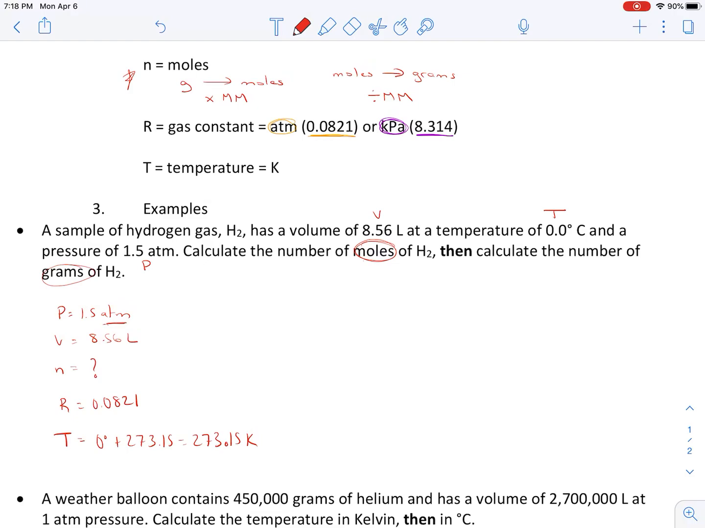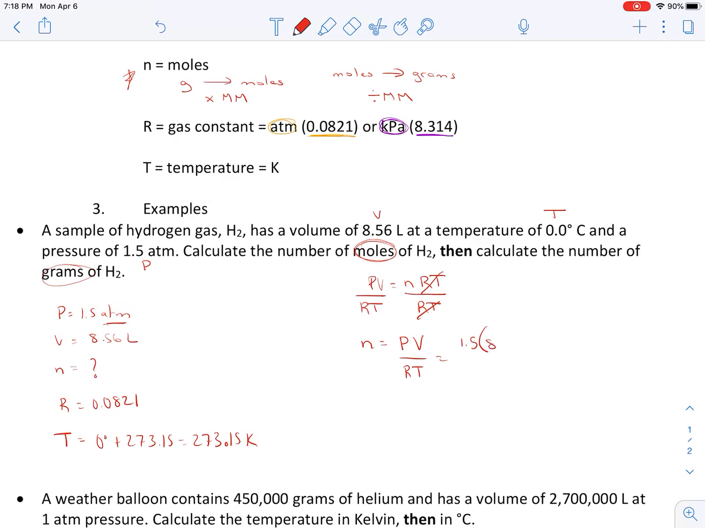Everybody with me so far? Cool. Now we're just going to plug this in. Here's our formula, PV equals nRT. Right up front, we can solve for n by isolating n. To isolate n, we divide each side by RT, and that gets n by itself. So n is equal to P times V over RT. You can rearrange it now or later, it really doesn't matter.